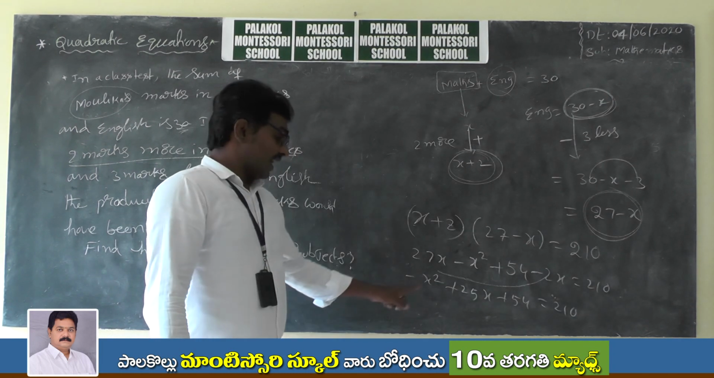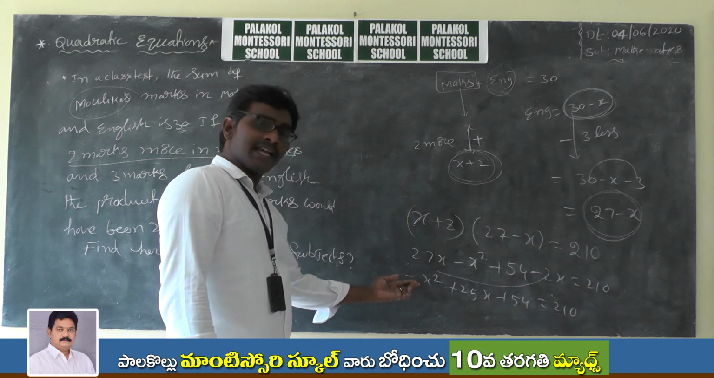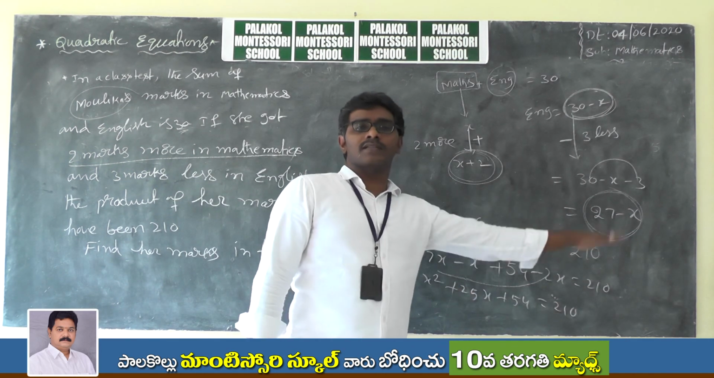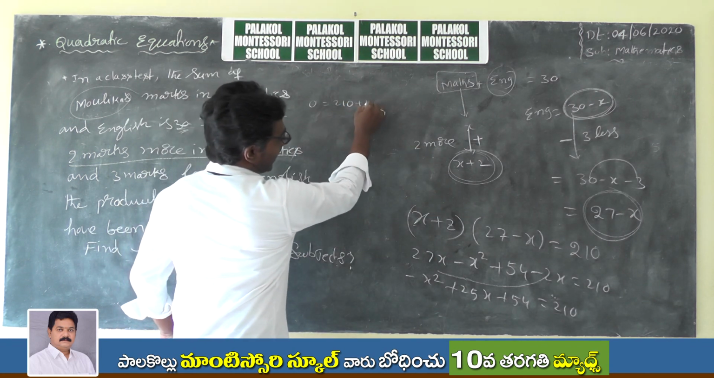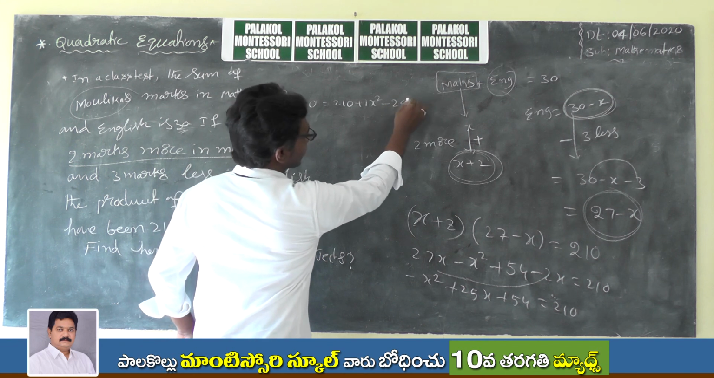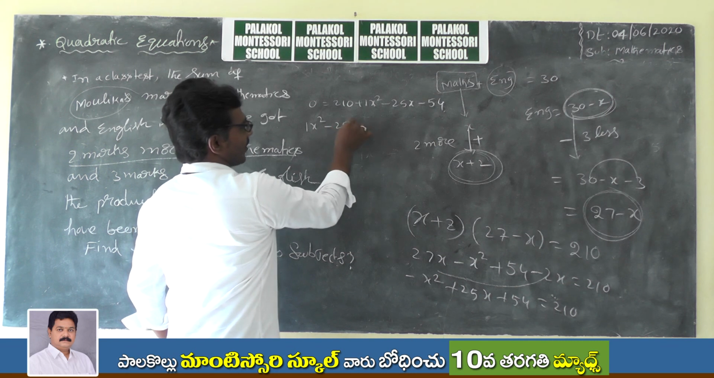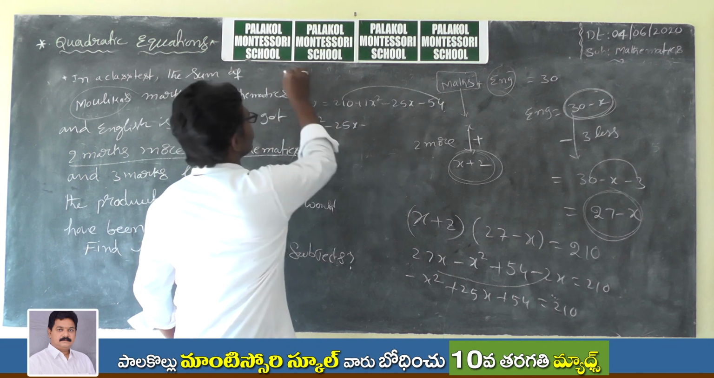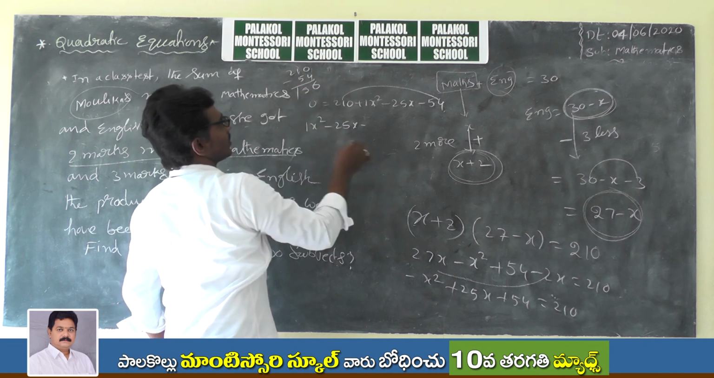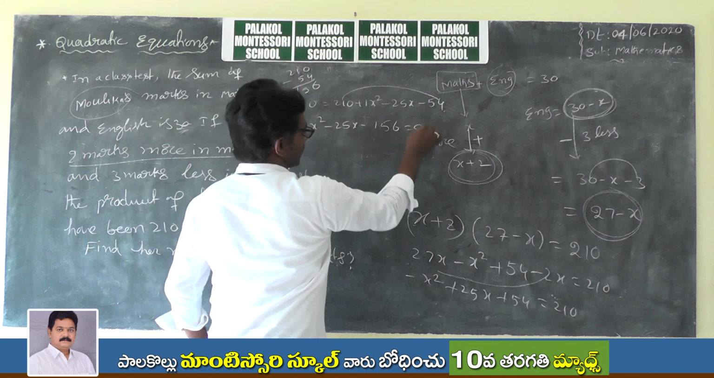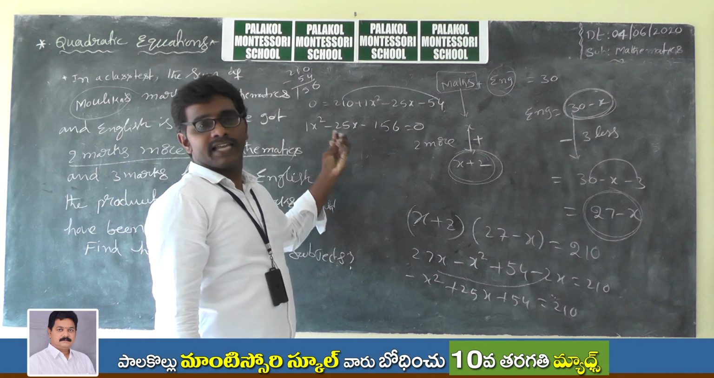Guys, here see, the x square coefficient has a negative sign. That's why all terms are moved to that side. So finally 0 is equal to 210 plus x square minus 25x minus 54. So x square minus 25x plus 156, since 210 minus 54 is 156. As you apply the completing square method, you get the x value.